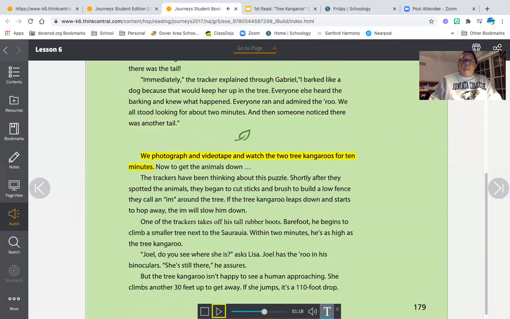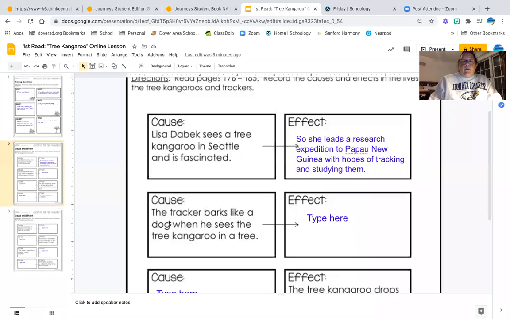Okay, I'm going to pause there because I heard the barking part. Let's go back here. The tracker barks like a dog when he sees the tree kangaroo in the tree. So what happened because he barked? What did the tree kangaroo do?